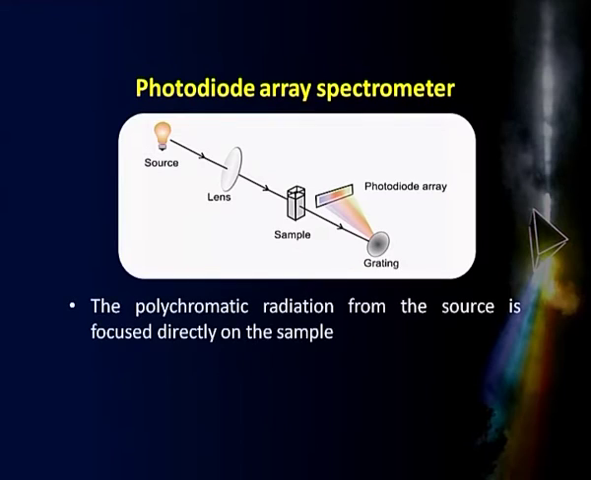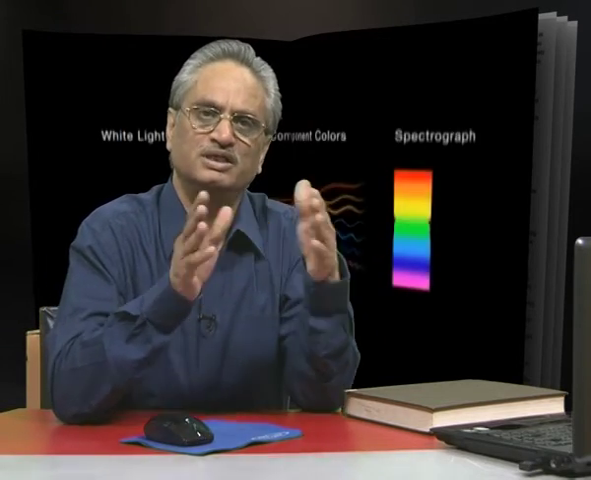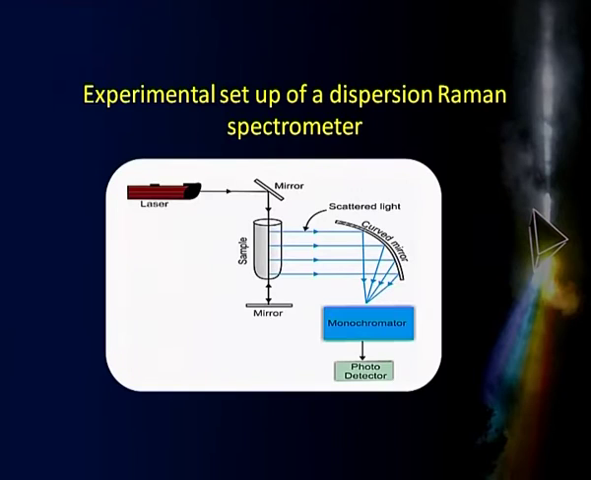So, they are in demand nowadays, and that means you are making the polychromatic radiation fall straight onto the sample, and then the transmitted radiation, suitably dispersed by the reflection grating, is made to fall on the detector and detected simultaneously. So, that is the basic principle of our photodiode array spectrometer. Let us take up, because all these three things we talked about are typically used for UV visible spectrometry, which, as I have been mentioning again and again, are the most commonly used spectrometers. But let me just share with you the instrumental setup for a Raman spectrometer, a dispersive Raman spectrometer.